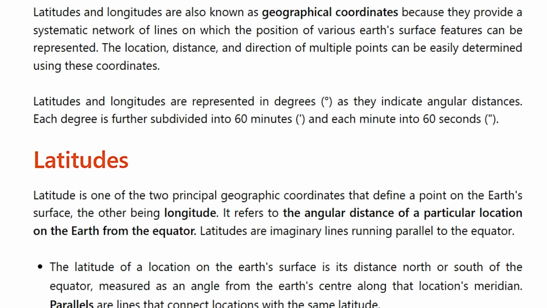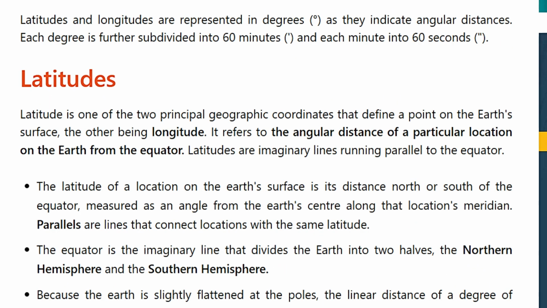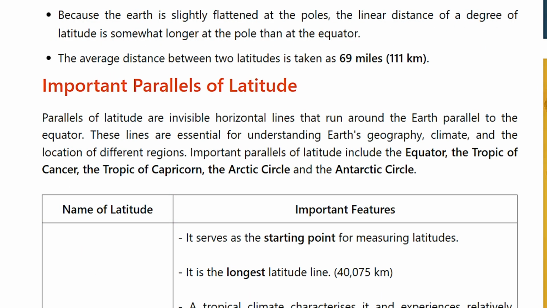Parallels are lines that connect locations with the same latitude. The equator is the imaginary line that divides the Earth into two halves, the northern hemisphere and the southern hemisphere. Because the Earth is slightly flattened at the poles, the linear distance of a degree of latitude is somewhat longer at the pole than at the equator. The average distance between two latitudes is taken as 69 miles, 111 km.